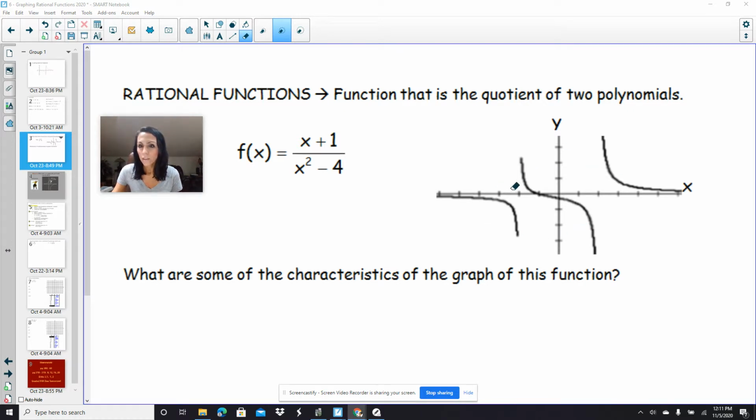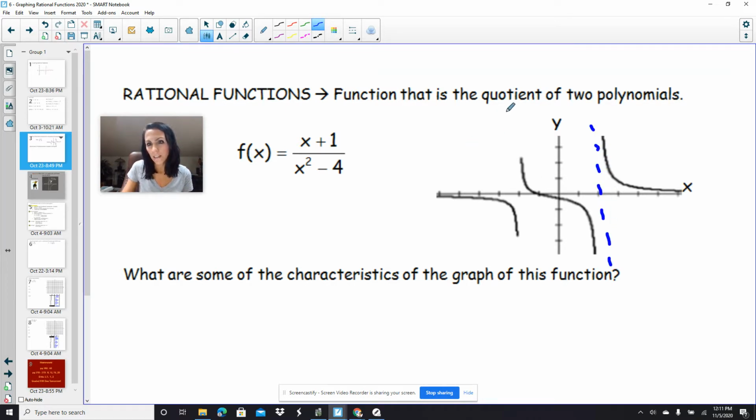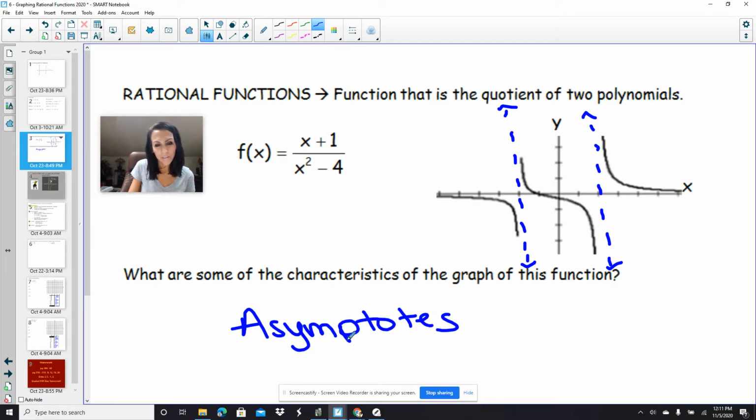All right. So maybe you can take a look at this and see some things that are unique about it. Like you see there's a break in the function here and a break in the function there. Do you know what we call those? Well, there's lines there that we draw in to represent that break. And we have one here, and it looks like we have one here. Do you know what those are called? You said it, asymptotes. Remember that word from Algebra 2?